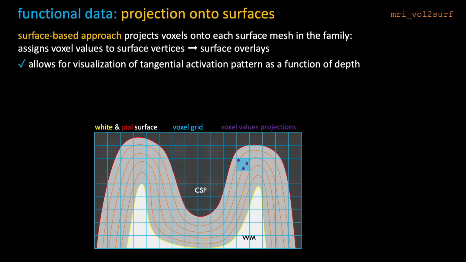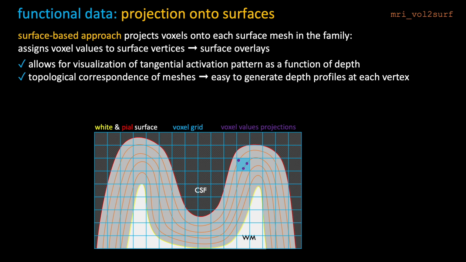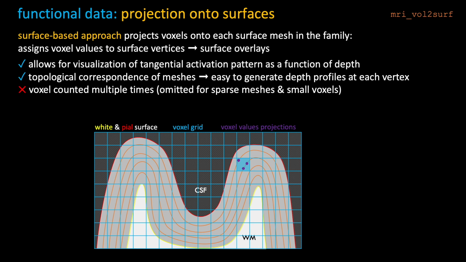And this is a great method for visualization of the tangential activation patterns as a function of cortical depth, as you'll see also in a couple of slides in some examples. Thanks to this topological correspondence of the meshes, it's actually easy to generate depth profiles in every location at every vertex. They are still going to only cross as many voxels as the cortex had in that location, but we can pretty much pick the location at any given vertex of the surface.